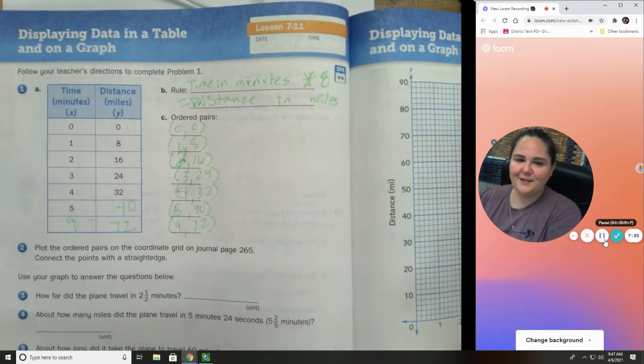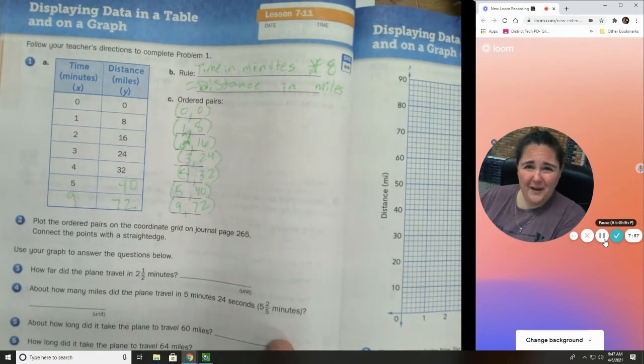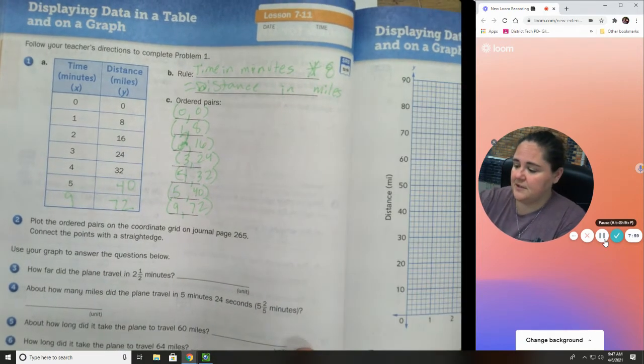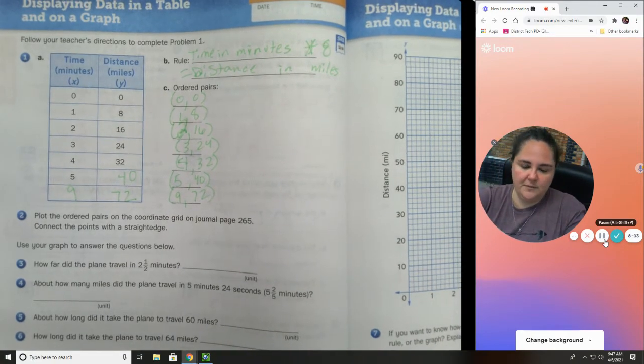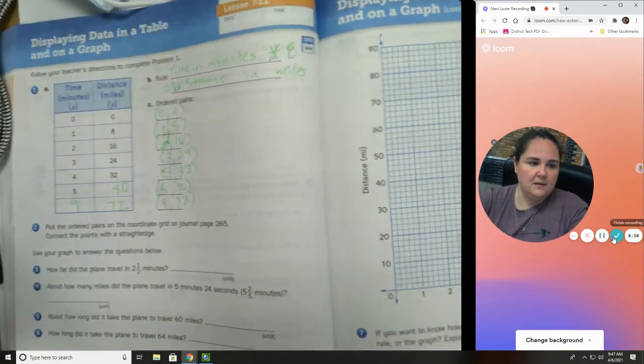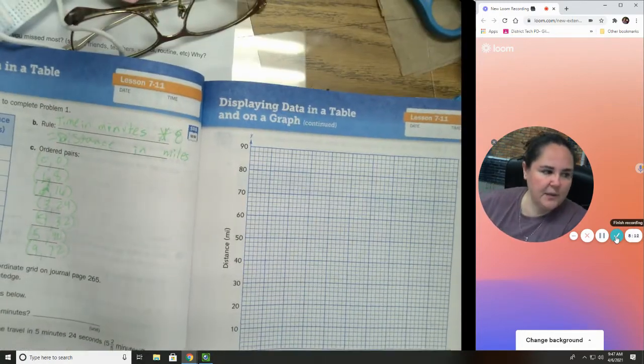Now it's time to actually graph them. So I'm going to go to page 265, and I'm going to find these ordered pairs. I'm going to zoom out so you can see my page a little bit more, so maybe you can see kind of what I'm doing over here as well. Hold on just a second. There we go. All right, so my first ordered pair is 0, 0.